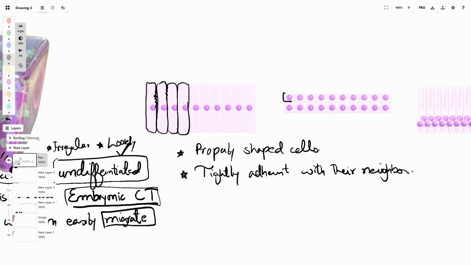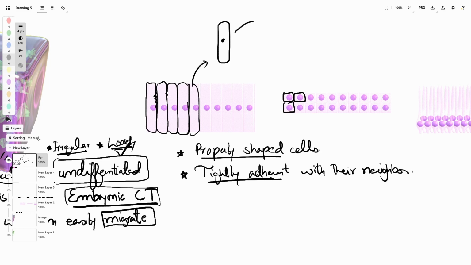You see here we have cuboidal cells, right? So these are properly shaped. Secondly, they are not loosely arranged, these are tightly adherent. Properly shaped compared with irregular, tightly adherent compared with loosely arranged mesenchymal cells. And of course, because they are tightly packed together and tightly bound with the neighbor, it will be very difficult to, let's say, pull this cell out from here, and to make it move from here, to migrate it from here.